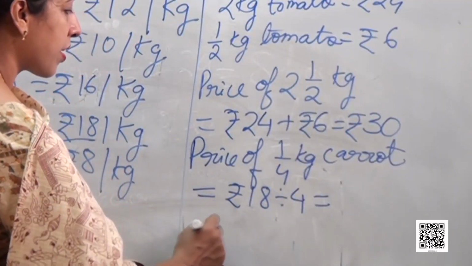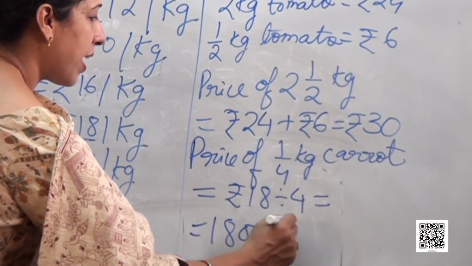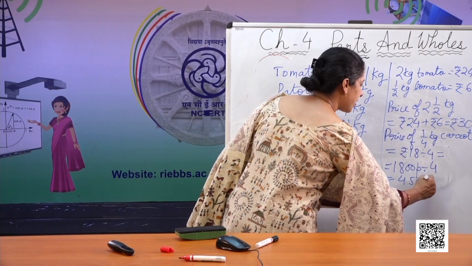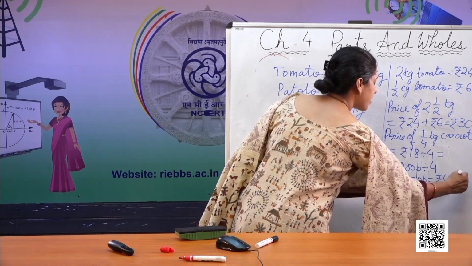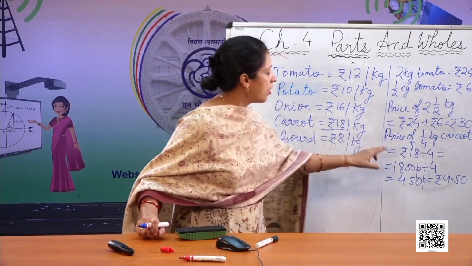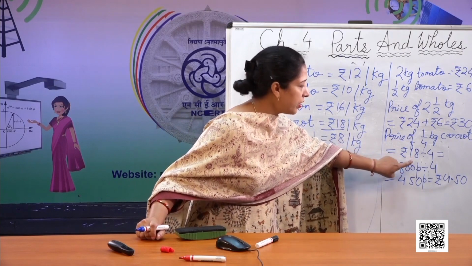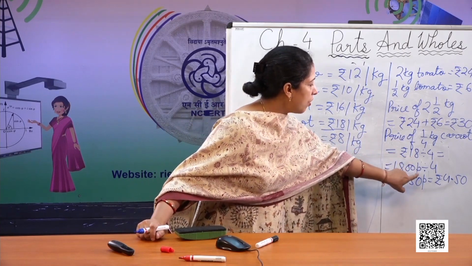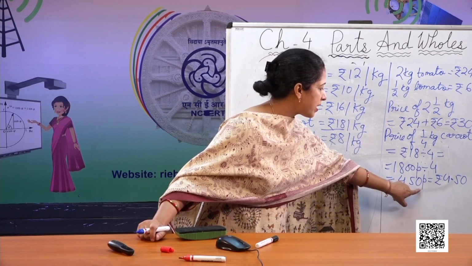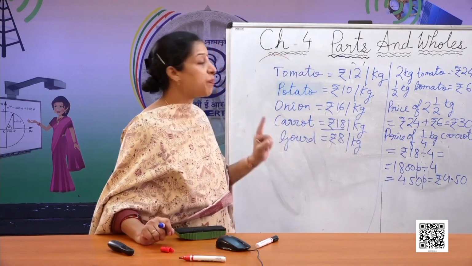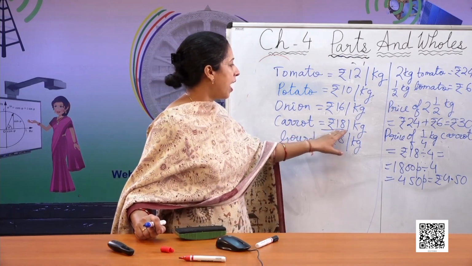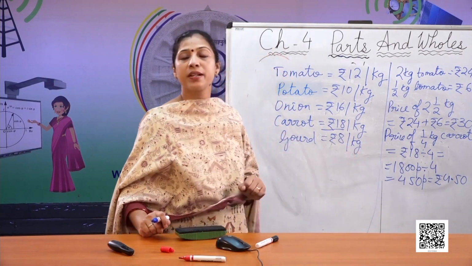Either you can just do 1800 paise divided by 4, which is equal to 450 paise, that is 4 rupees 50 paise. You know 1 rupee is equal to 100 paise. So you just simply multiply 18 into 100, 1800 paise. So 1800 is exactly divisible by 4. So you have found out 450 paise, which is equal to 4 rupees and 50 paise. Now 1 kg carrot is 18 rupees and 1/4 kg is rupees 4 and 50 paise.